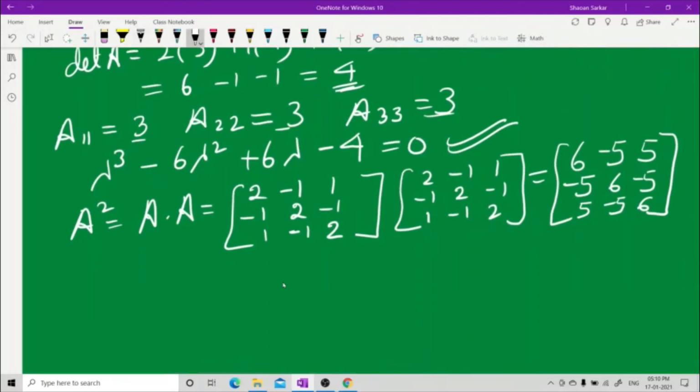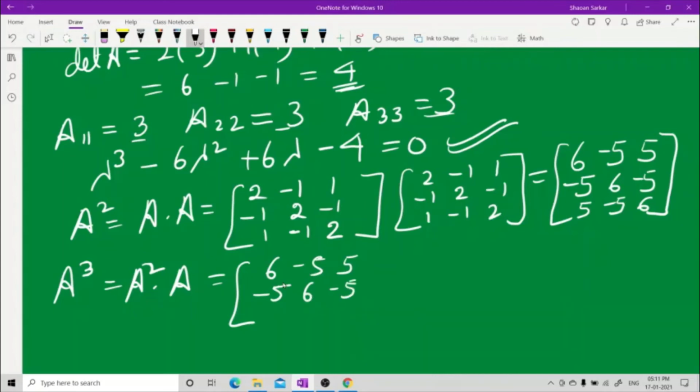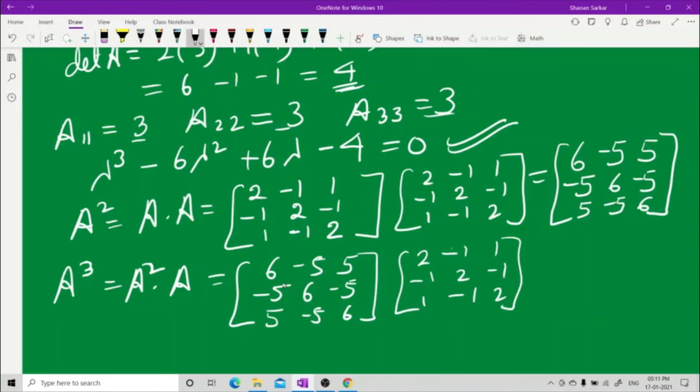Now you obtained A cube. A cube is nothing but A square dot A, that is your 6, minus 5, 5, minus 5, 6, minus 5, and then 5, minus 5 and 6. Now you have this 1, 2, 1, minus 1, 1, 1, minus 1, 2, minus 1, 1, minus 1, and 2. What you obtain is, see, 6 fours are 12 plus 5, that is 17, 17 plus 5 is 22. Similarly, you will obtain the rest, minus 21.